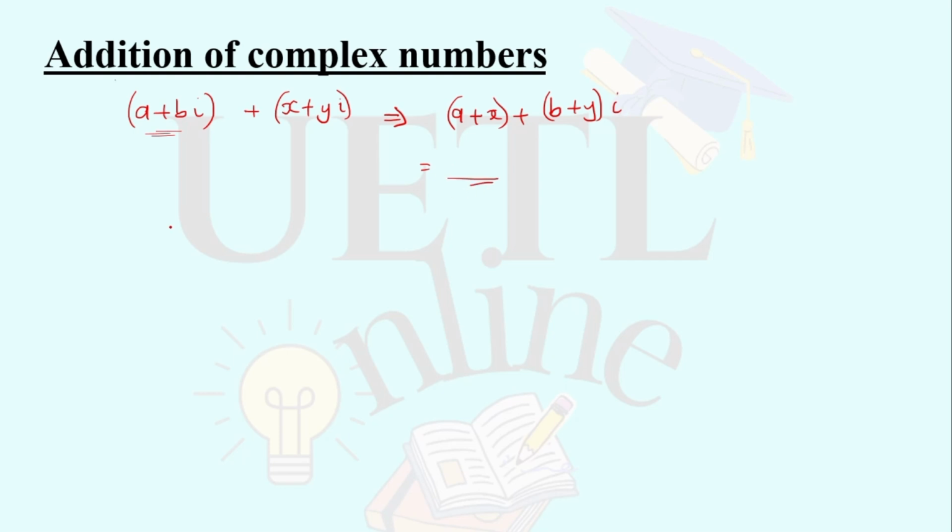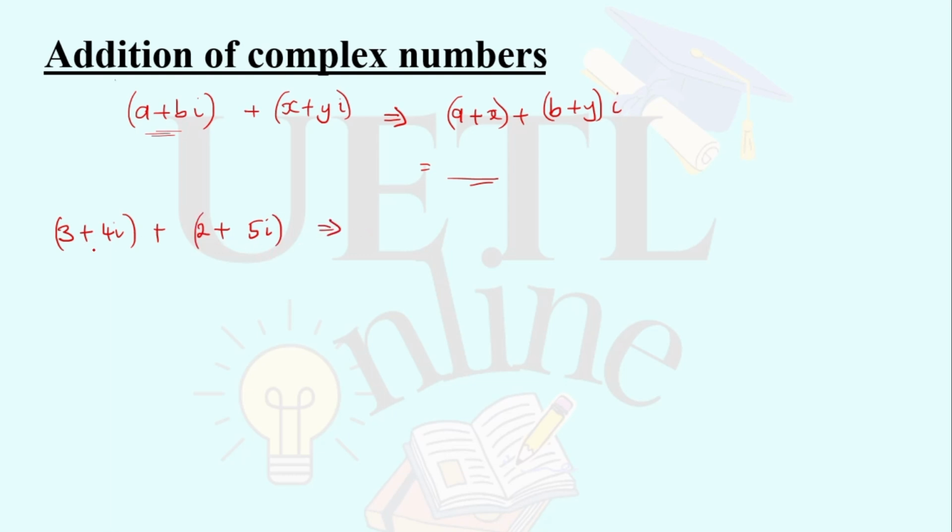Let me do it with an example. Let's say you're given two complex numbers. The first complex number is 3 plus 4i, being added to another complex number, which is 2 plus 5i. So these are our complex numbers. Now, let's see how we add them.